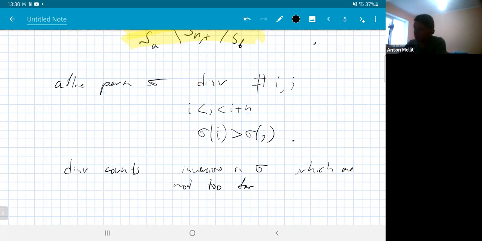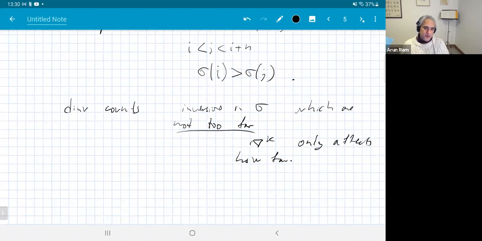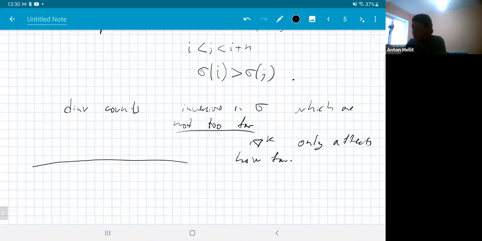Okay. And for Nabla to the k, it only affects how far. How far. Very good. Yeah. So this is the one thing, and then, okay, I started a little bit later, maybe.